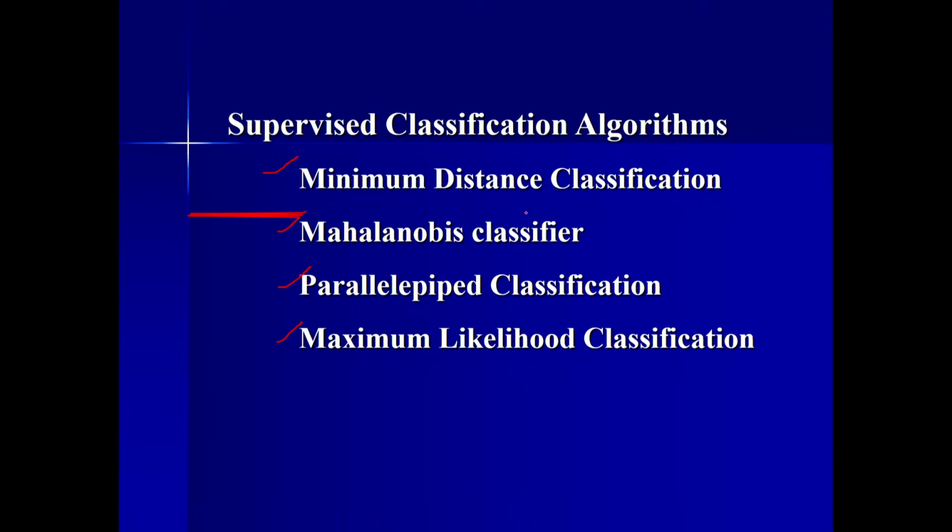In the minimum distance classifier, the formula is the same which I told for unsupervised, that is D_ij is equal to mod of xi, that is the input pixel, minus xj bar. So here this is your Euclidean distance.